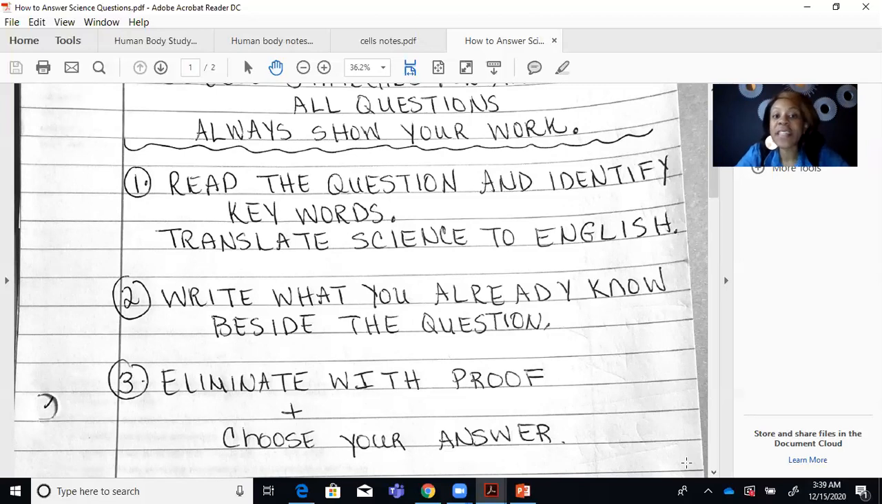The third thing is eliminate with proof and choose an answer. That's very important that you prove, just like you're a lawyer in the science courtroom, you prove your case. You can't say, I know that he didn't do it. My person is innocent. You have to have proof. That's the same thing in the science courtroom. The science courtroom is your test. You have to show your work.